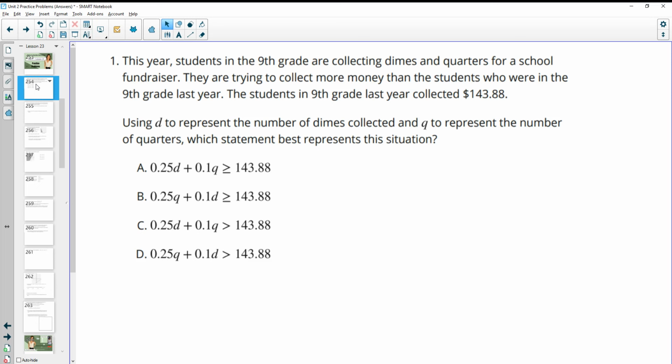Number 1 says this year students in 9th grade are collecting dimes and quarters for a school fundraiser. They are trying to collect more money than the students who were in the 9th grade last year. The students in 9th grade last year collected $143.88. Use D to represent the number of dimes collected and Q to represent the number of quarters. Which statement best represents this situation?